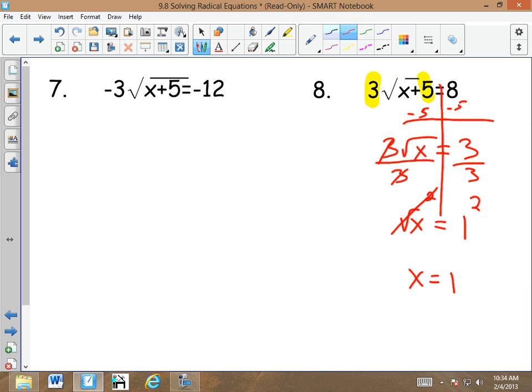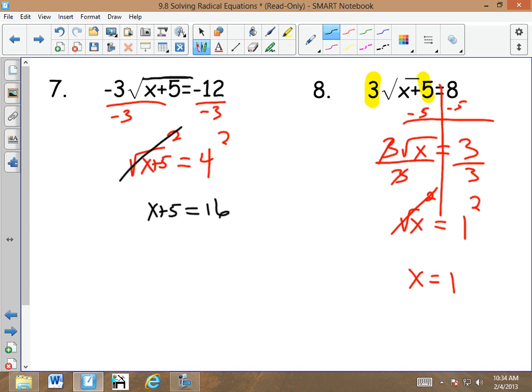So here, let's go back to number 7. What would I do first in number 7? I would divide first because this is all inside the radical house. So here, I would divide both sides by negative 3. The square root of x plus 5 equals 4. Now, you don't get rid of the 5, it's inside the radical. So you have to get rid of the radical. So you square both sides, x plus 5 equals 16, x equals 11.